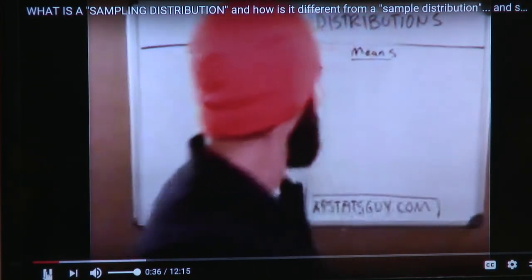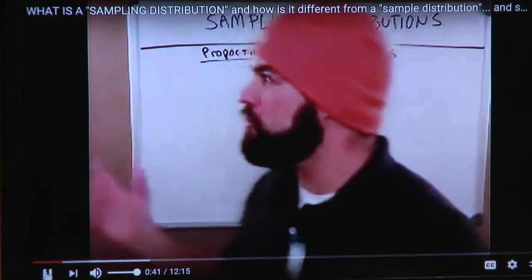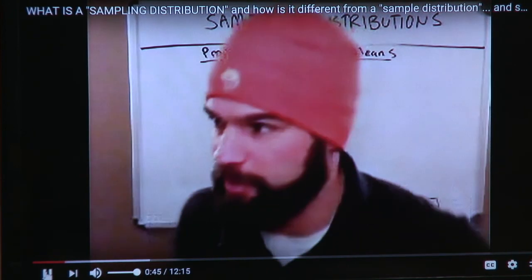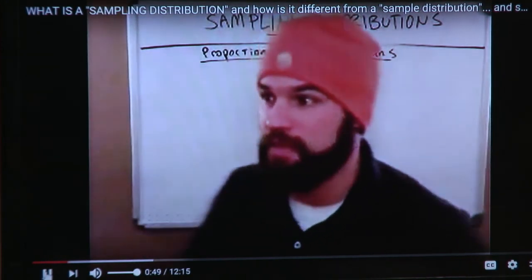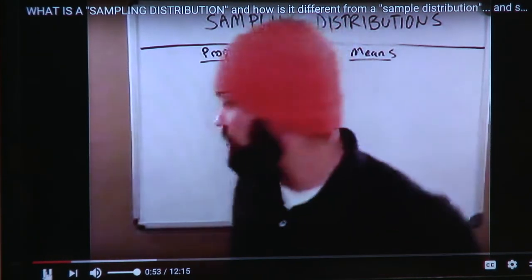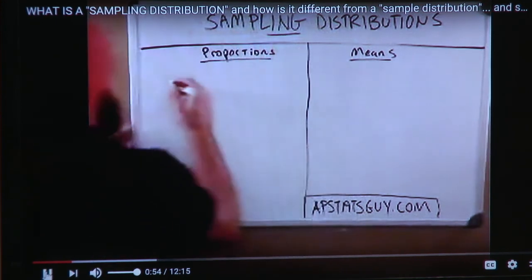Let's talk about proportions first. Suppose I told you, or we knew, that 20% of the people were sexy and they knew it, actually out there in the population. That would be the parameter, the actual population 20%. Remember that word, parameter. Populations have parameters or characteristics, and samples have statistics.